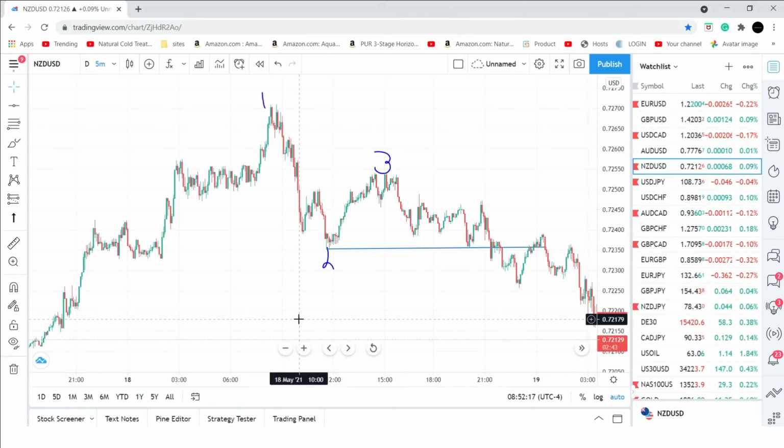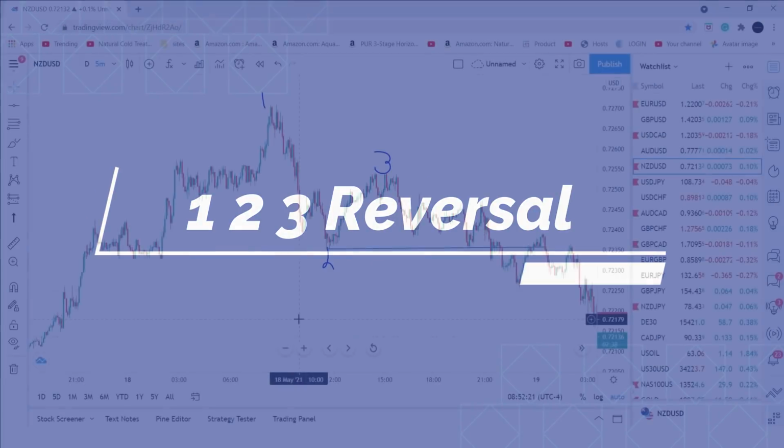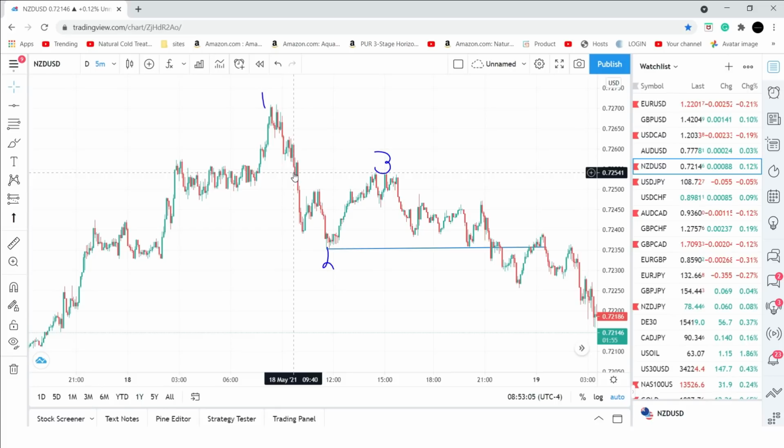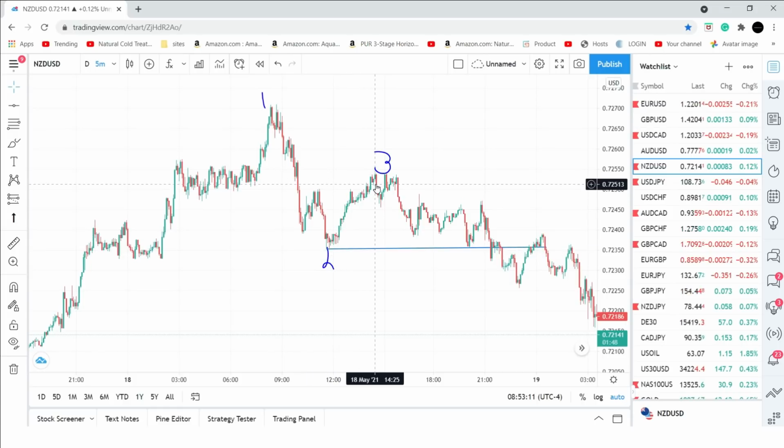Okay, so the next reversal pattern we are going to talk about is called a 1, 2, 3 reversal pattern. Let me explain this pattern. If the market's going up, we're looking for the market to drop. We're looking for the market to go back up and create a lower high. And then we're looking for the market to break the low right here, which is number 2. So we have a 1, we have a 2, and a 3.